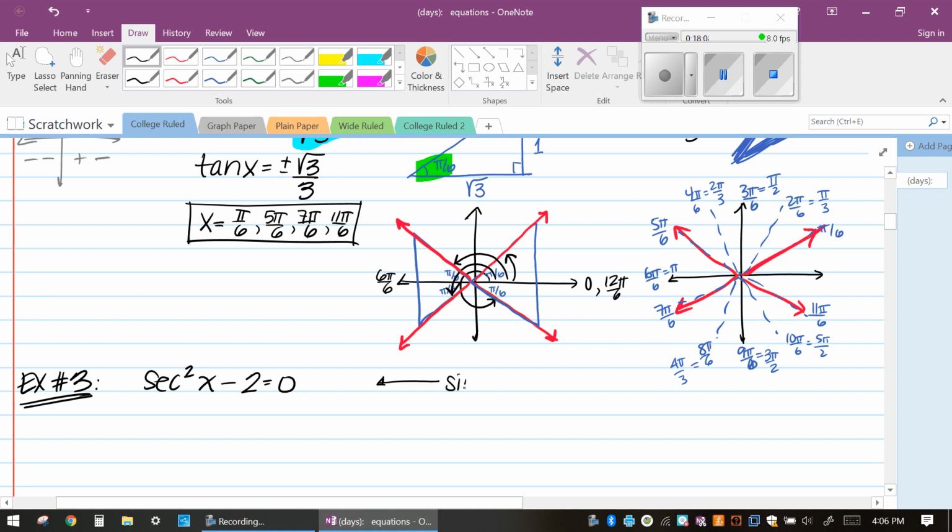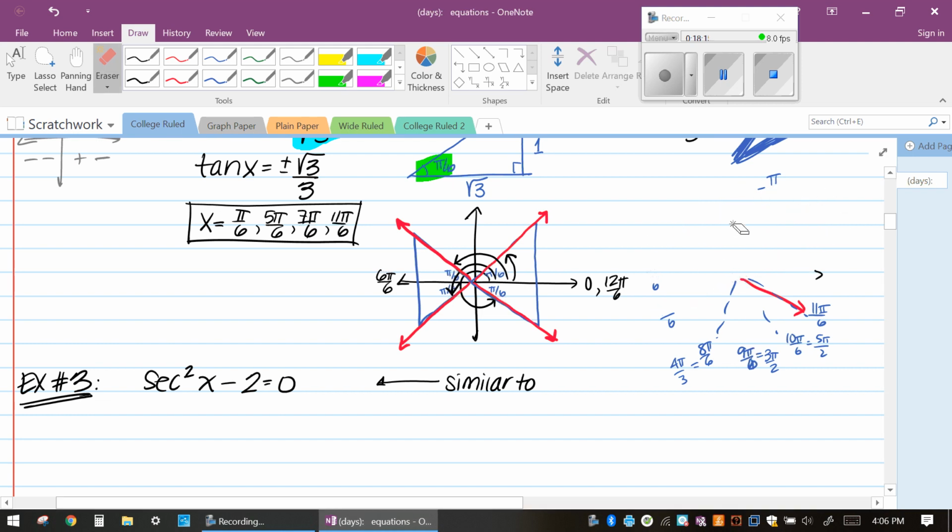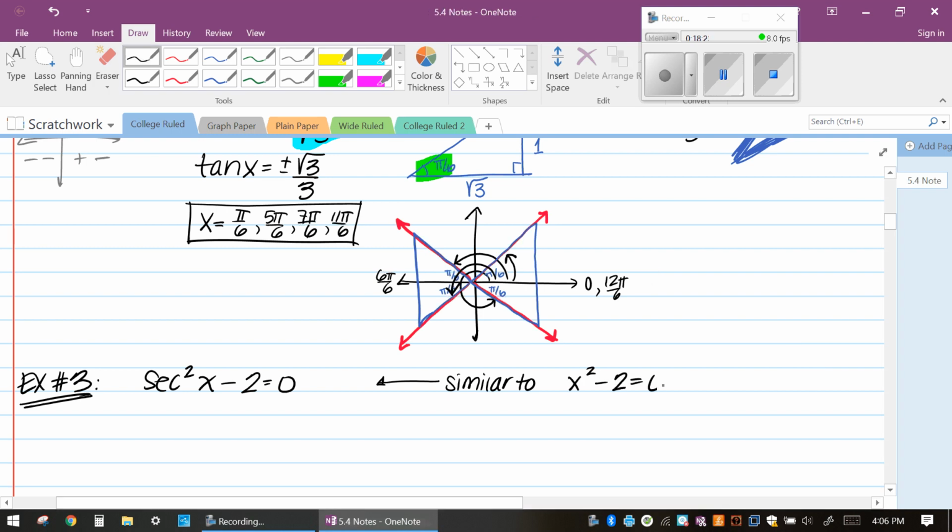Okay, this problem is similar to a quadratic problem that looks like this. Notice this is a quadratic. There's no linear term, so I can use SADMAP to solve it, and then square root both sides. Don't forget to put your plus or minus.